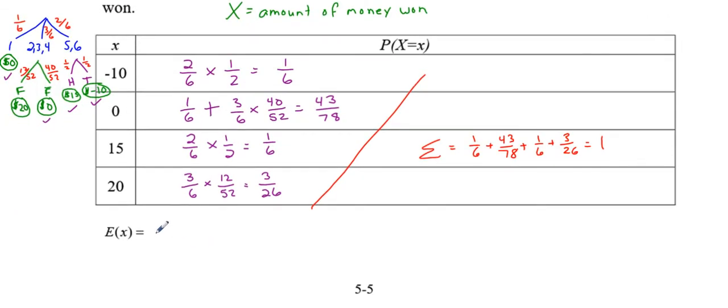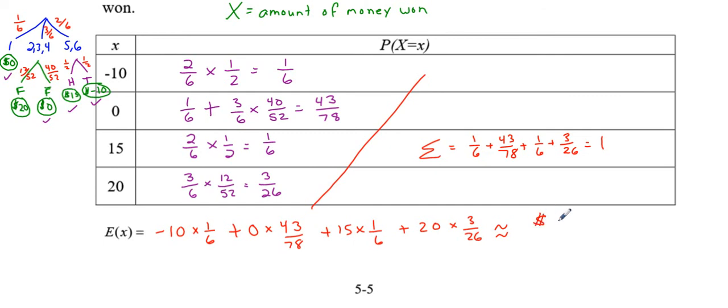And for the expected value, an outcome of -$10 has a frequency of 1 over 6. An outcome of $0 has a frequency of 43 over 78. An outcome of $15 has a frequency of 1 over 6. And an outcome of $20 has a frequency of 3 over 26. Dividing all that by 1, that works out to approximately, this is money, so $5.64. So round to 2 decimal places because it's money.